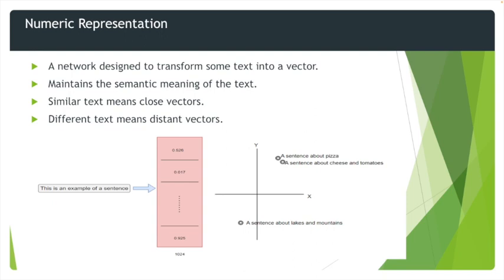And so just looking at this visualization, we see we've got some sort of sentence over here. That's transformed into a list of numeric values. And here we've got 1,000 numbers, but imagine if we just had two numbers. You could imagine plotting that on a coordinate system. And I've got a sentence about pizza and a sentence about cheese and tomatoes. Now, the neural network is going to put those two close together, and a sentence about lakes and mountains is going to be a long way apart when we measure the distance between these numbers.